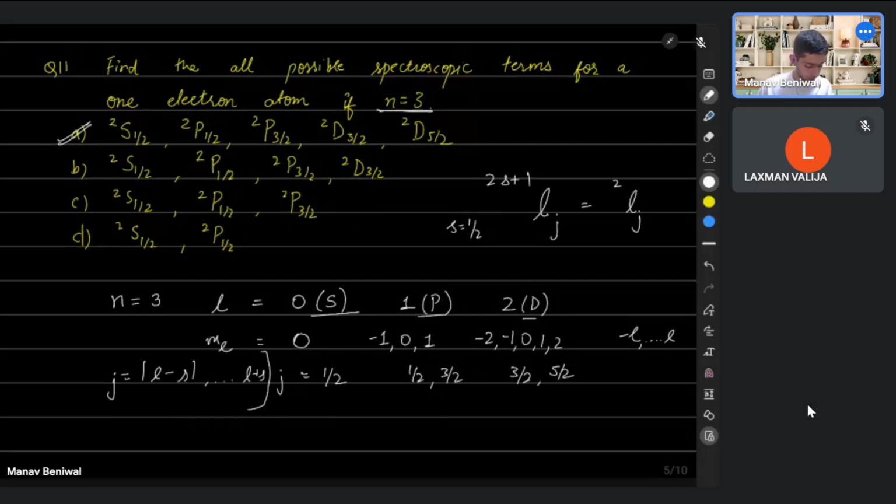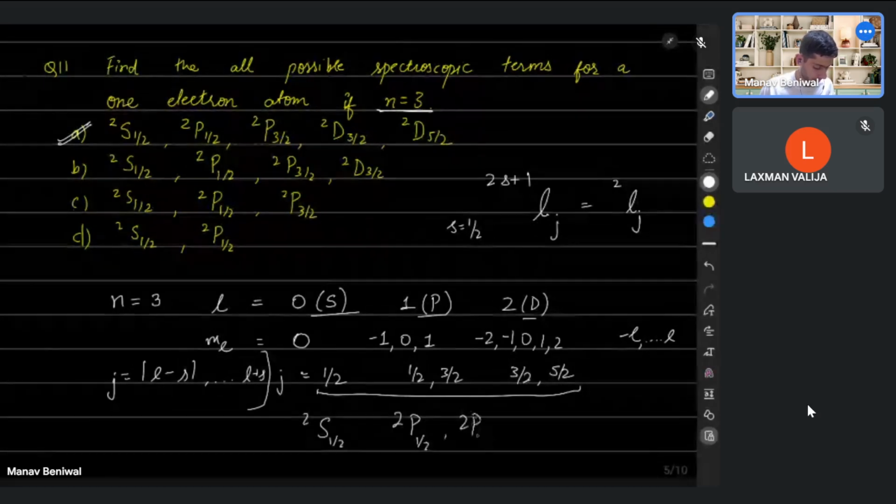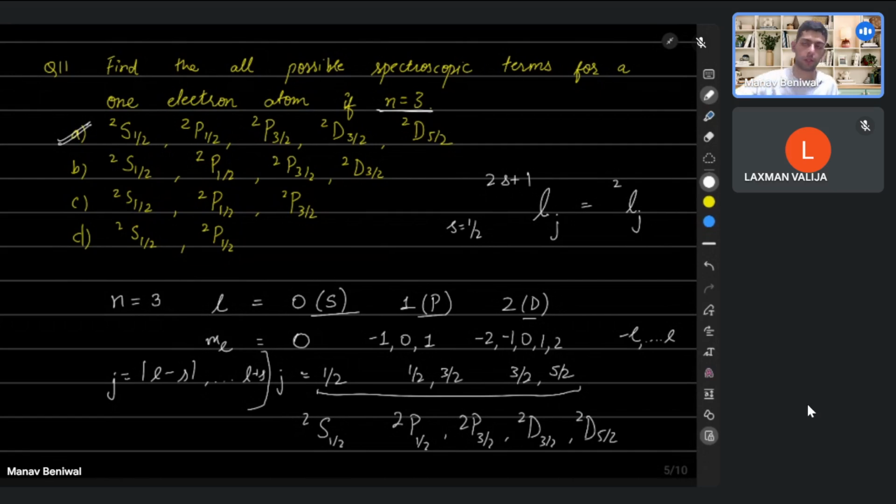Now everything is solved, so we can just write down all these 5 terms here. The first one we can write as 2S 1/2. This will be 2P 1/2 and 2P 3/2. This will be 2D 3/2 and 2D 5/2. So the correct answer is option A.